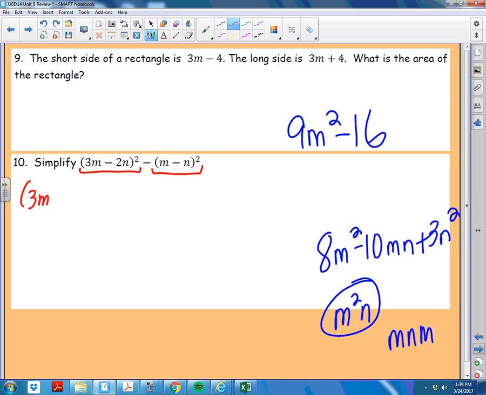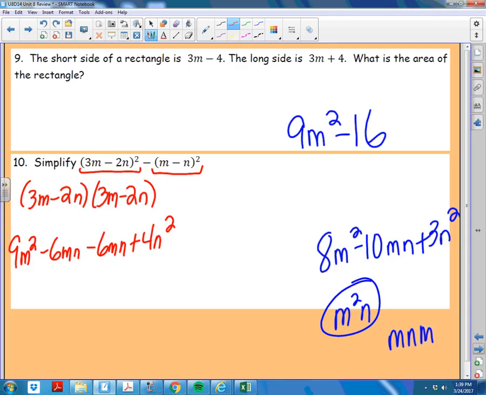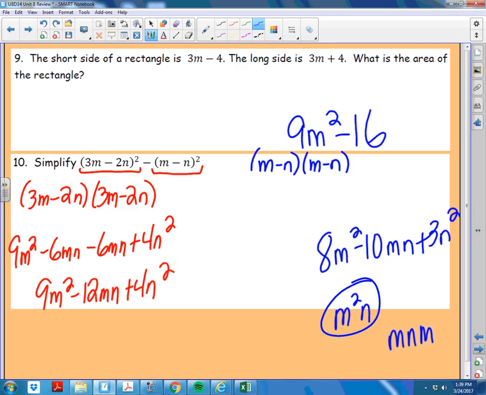So it's 3m minus 2n times 3m minus 2n. And when we get it all together, it ends up being 9m squared minus 6mn minus 6mn plus 4n squared. When we simplify, we end up with 9m squared minus 12mn plus 4n squared. That's the first one. The second one is m minus n times m minus n, which gives you m squared minus mn minus mn plus n squared, which is m squared minus 2mn plus n squared.